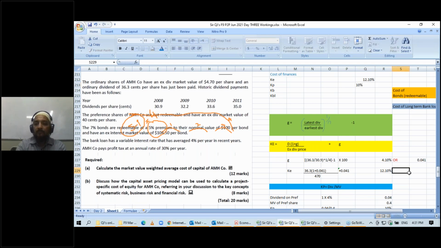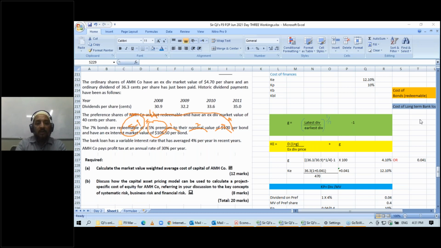Now, remember, whenever the capital is irredeemable, you can safely divide the return on the capital by the market value. So dividend divided by the market value. But in case of a loan, deduct the tax effect, meaning interest into 1 minus t divided by market value. So the tax effect will be taken.